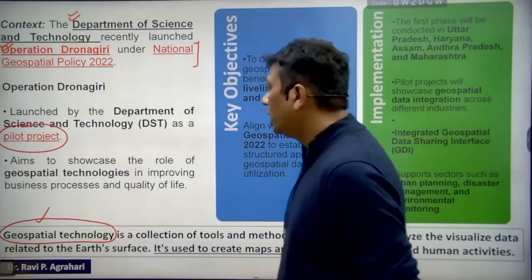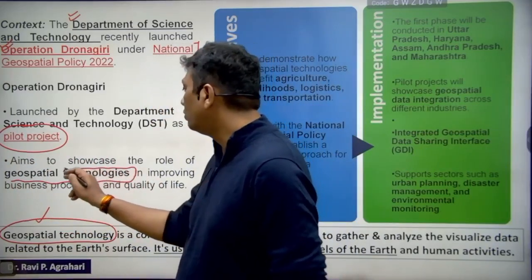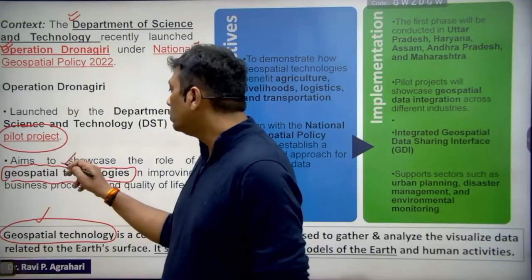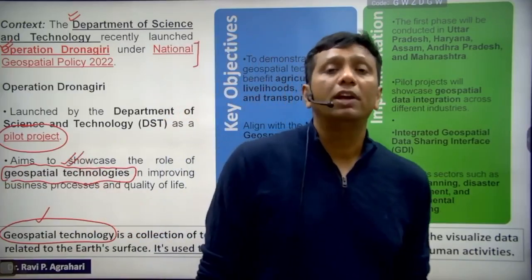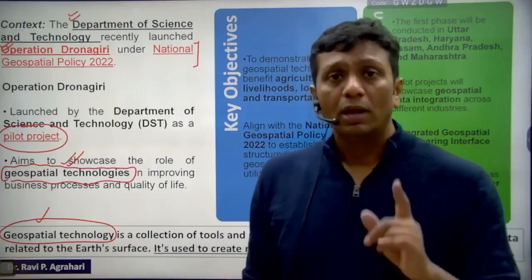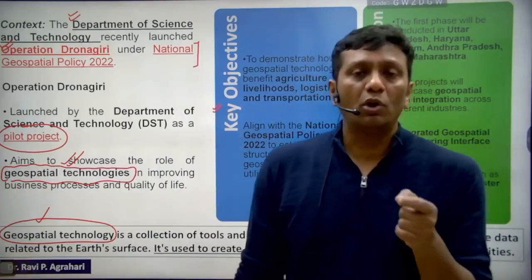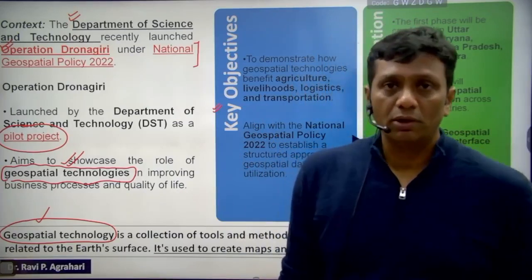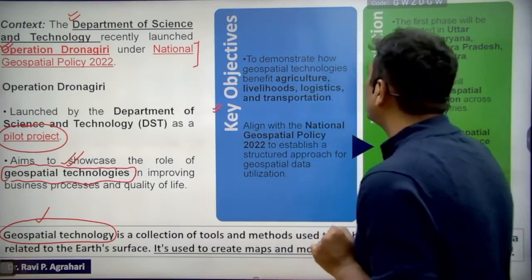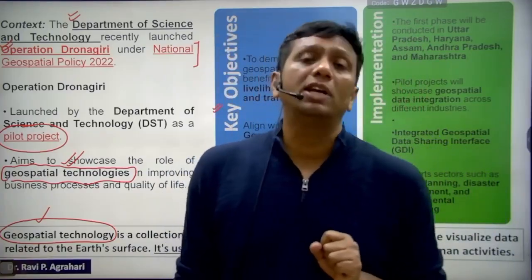So here, what is that, guys? Actually, geospatial technology will be useful in the reference of India, for India's economy, for infrastructure at every level, guys. Now the question is, what about the objectives? What about the objective of geospatial technology? First of all, do you know what is the meaning of geospatial technology?